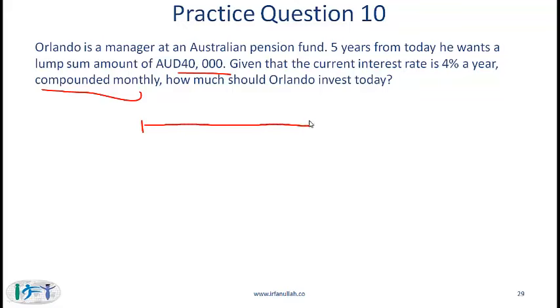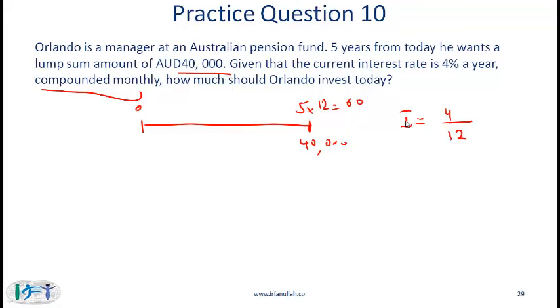So if he wants to receive 40,000, this is 5 years from today, but we are doing monthly compounding. So in terms of number of periods, we have at this point 5 into 12, which is 60. Between time 0 and end of year 5, we have 60 periods, and the interest rate for each period is going to be 4% divided by 12.